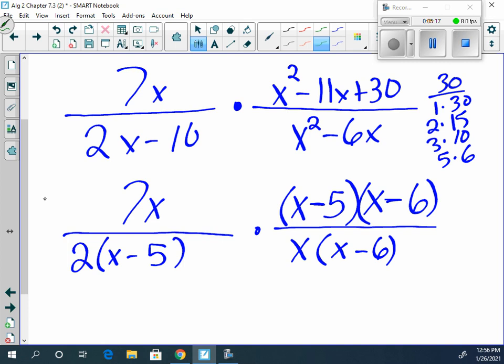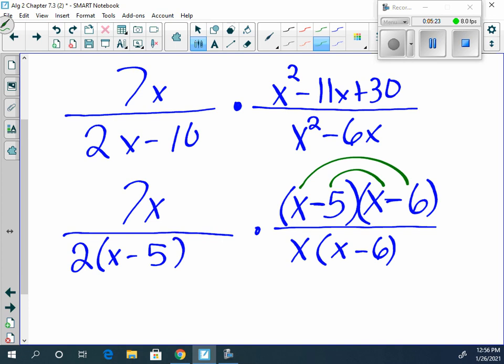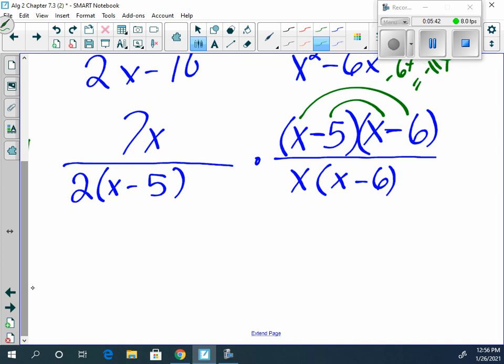And it does work out if we do the multiplication. If we check this, x times negative 6 would be negative 6x. Negative 5 times x would be minus 5x, which would give us our negative 11x like we wanted. So this does work. Okay. Any questions on any of this here so far? Any questions on how we got to this point?